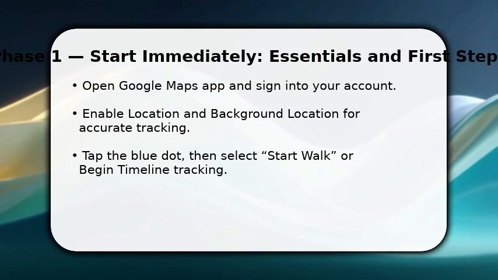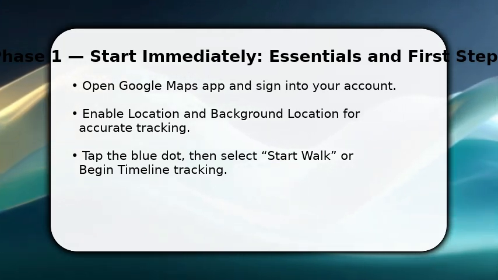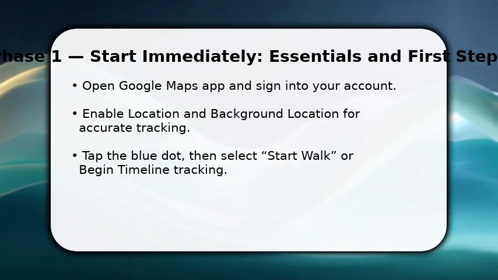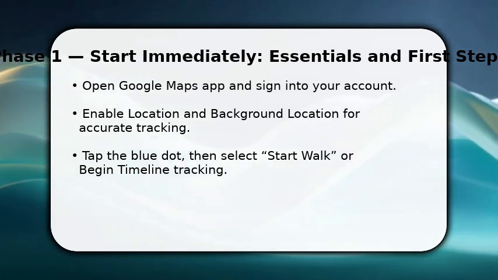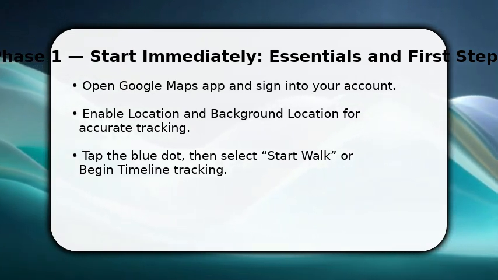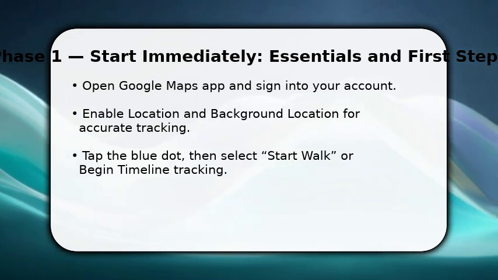You'll start by making sure Maps can record your movement. Open the Google Maps app and sign into your account. Make sure location and background location are allowed so tracking continues if the screen locks. Once done, tap the blue location dot on screen. This gives options. Select the walking mode or begin timeline tracking.